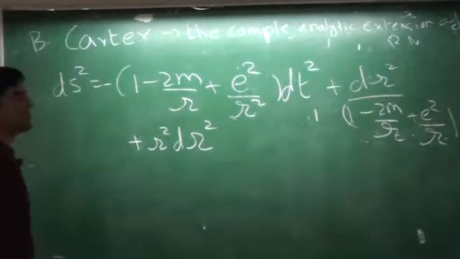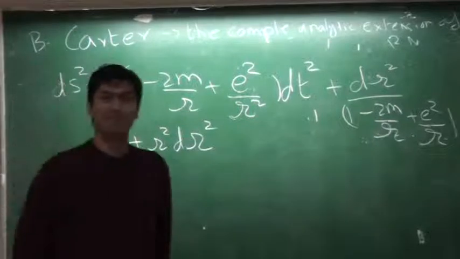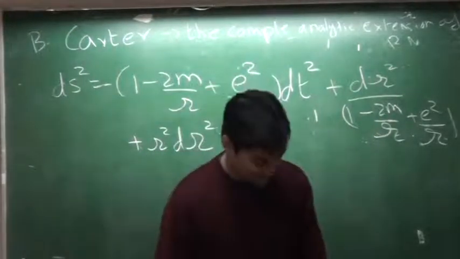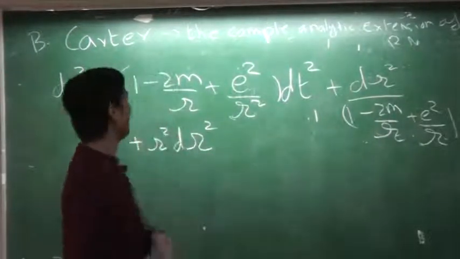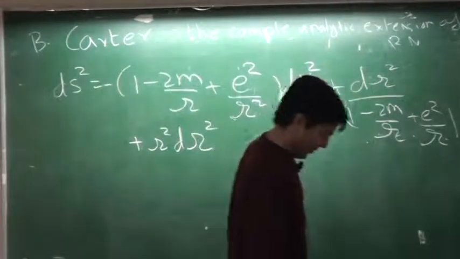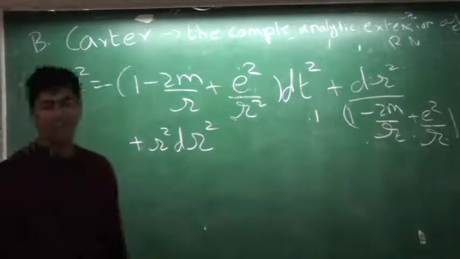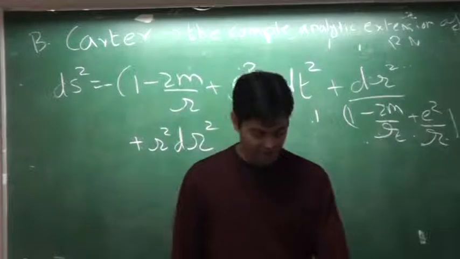But thankfully, I don't have to give any exams anymore. It was a nightmare when I had to give exams, and the examiners also thought I was writing omega instead of r. So anyway, if you look at Carter, there's a complete analytic extension of the Reissner-Nordstrom solution, and you can look at that paper if you want. But I'll just try and describe what the essential points are.